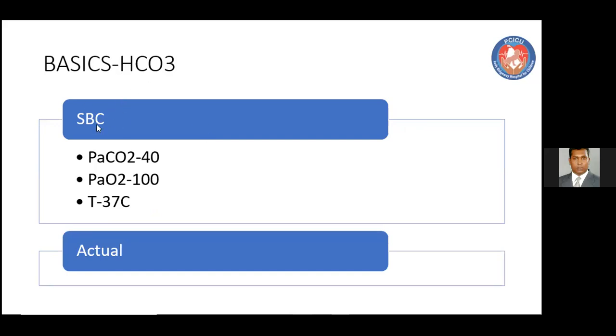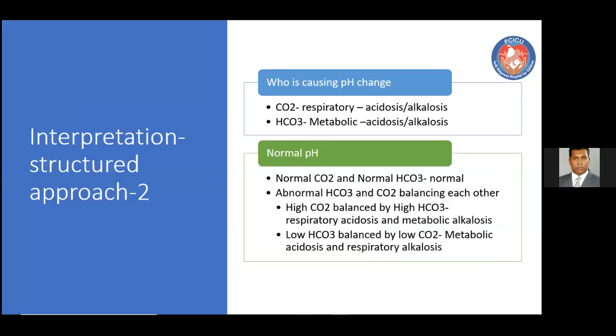And bicarbonate, I said there are two ways of expressing it: standard bicarbonate and actual bicarbonate. Standard bicarbonate is bicarbonate calculated under standard conditions. Bicarbonate is a calculated value. So what are these standard conditions? When the carbon dioxide is 40 and the oxygen is 100 and the temperature is 37. And actual bicarbonate, as the name implies, is the actual amount of bicarbonate without correcting it for the standard conditions. Right. So if you look at the pH, there are 3 possibilities.